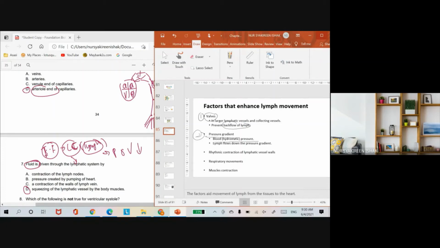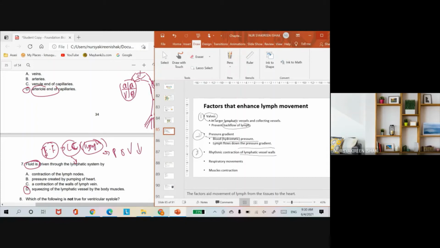Okay, so that is the pressure gradient. Lymph flows down the pressure gradient. So they will keep on pushing the fluid, the blood, the interstitial fluid, and also the lymph forward, due to the pressure gradient. And then the third one is rhythmic contraction of the lymphatic vessel walls.